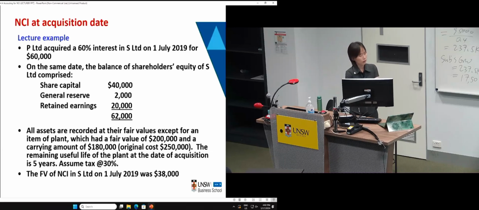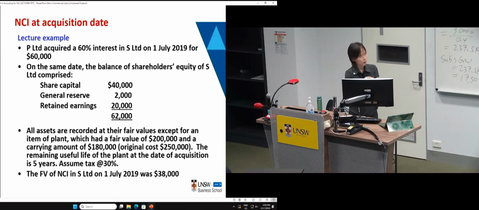Okay. Now, all assets are recorded at fair value, except for an item of plant. This item requires a fair value adjustment. By comparing the fair value with the carrying amount, there is a 20,000 difference, right? So 20,000 multiplied by 70%, so your fair value net of tax adjustment is 14,000. Now, the remaining useful life of the plant since the acquisition is 5 years. Why is this important? Because you have to consider the subsequent year depreciation adjustment in your worksheet.